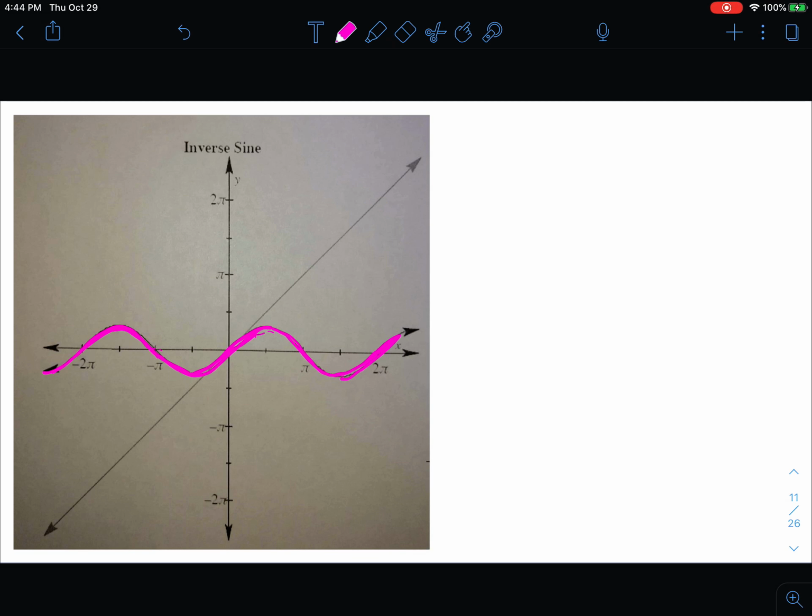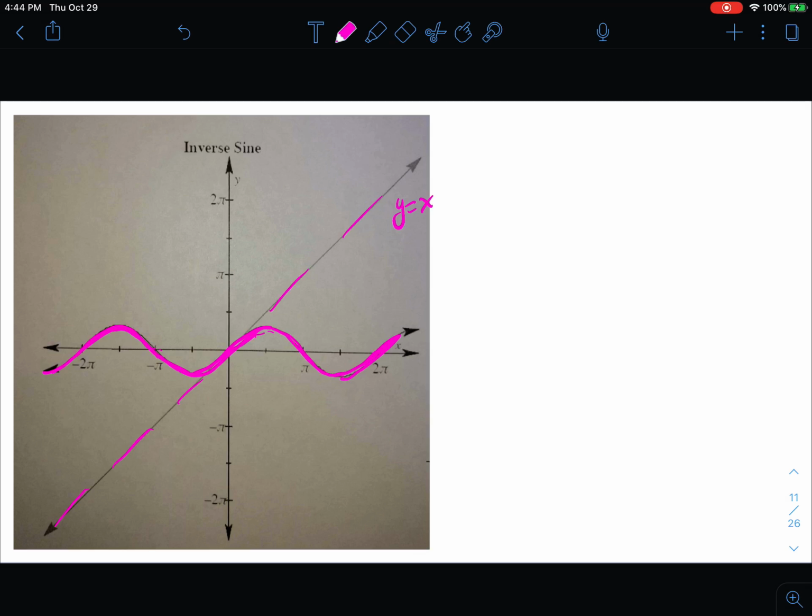Okay, you're going to fold the paper along the line y equals x. So this is our line y equals x. Go ahead and fold that and press down. We're using the line y equals x. It says, why do we do this?